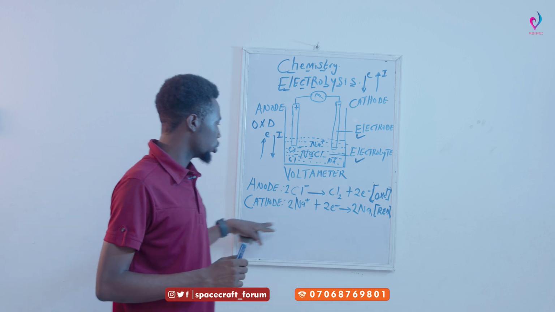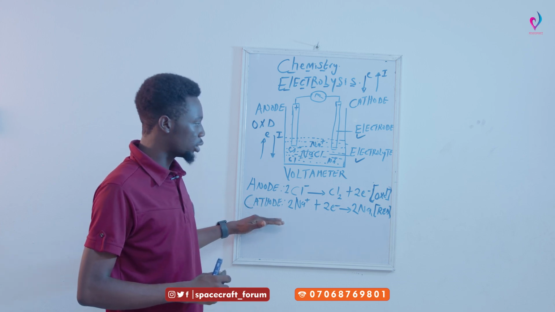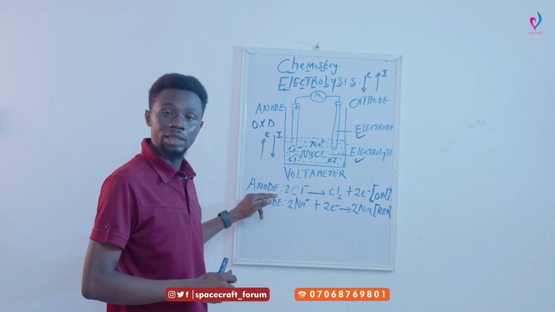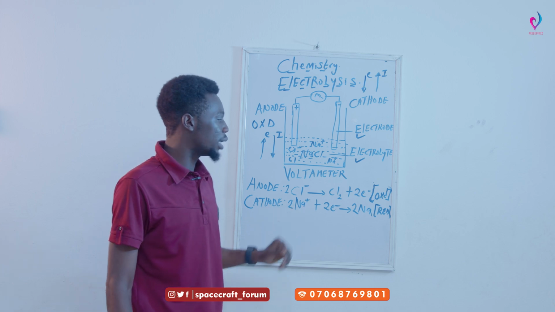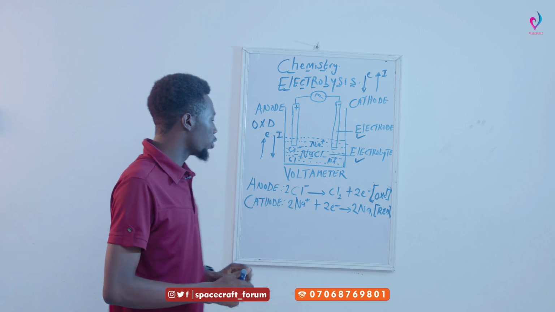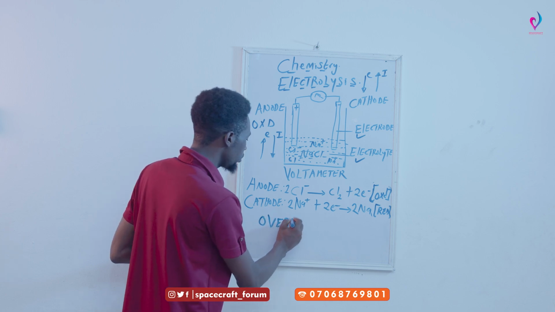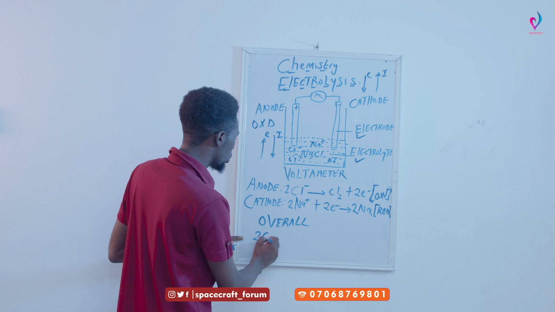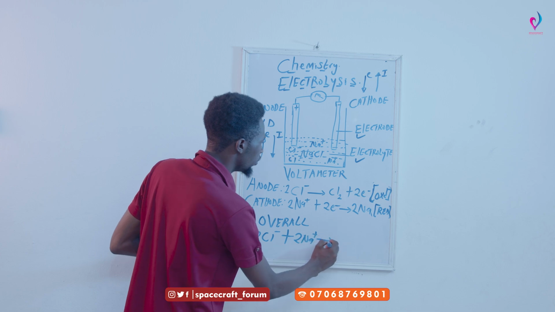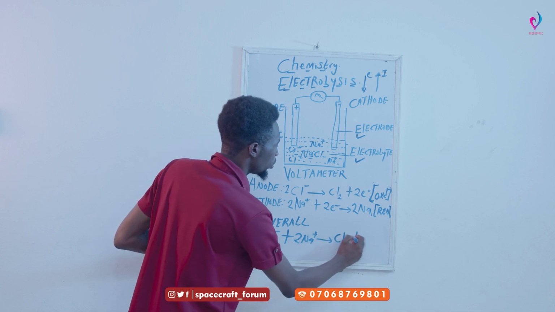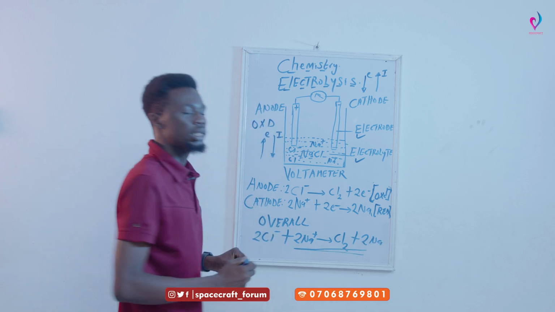So this is the reaction that occurs at the anode side, and this is the reaction that occurs at the cathode side. The reaction that occurs at the anode side is known as the oxidation reaction, and the reaction that occurs at the cathode side is known as the reduction reaction. So from here, we can write the overall reaction that occurs in a voltameter, which is 2 chloride ions plus 2 sodium ions to give chlorine gas plus sodium metal. So this is the reaction that occurs in this voltameter.